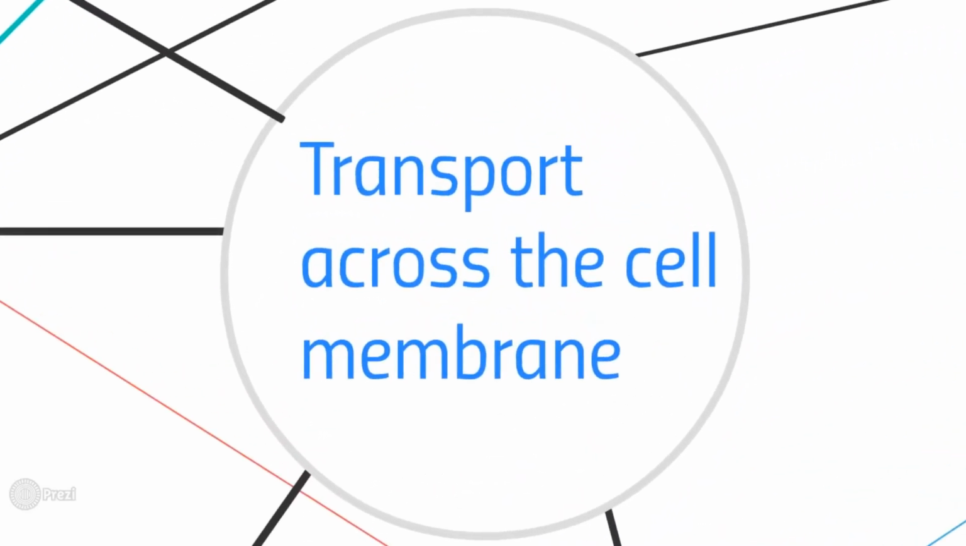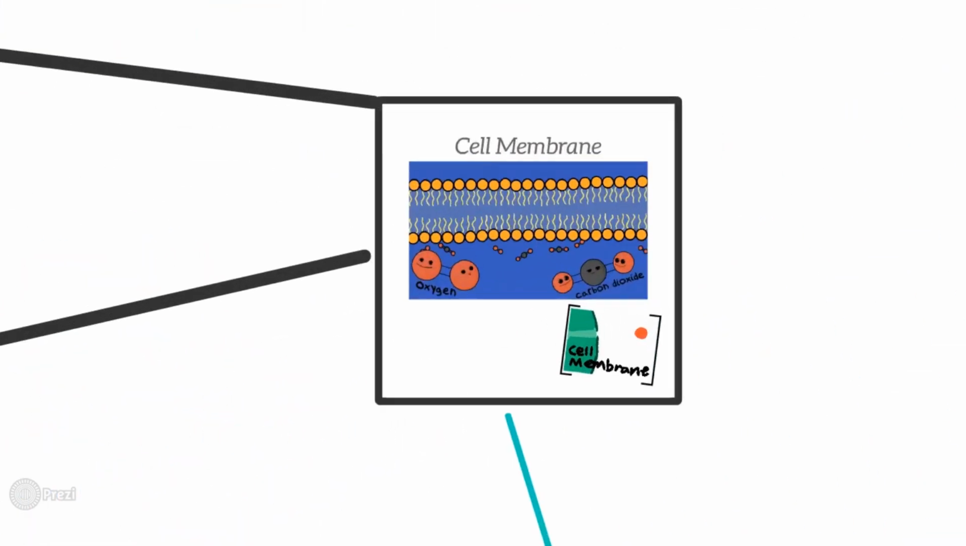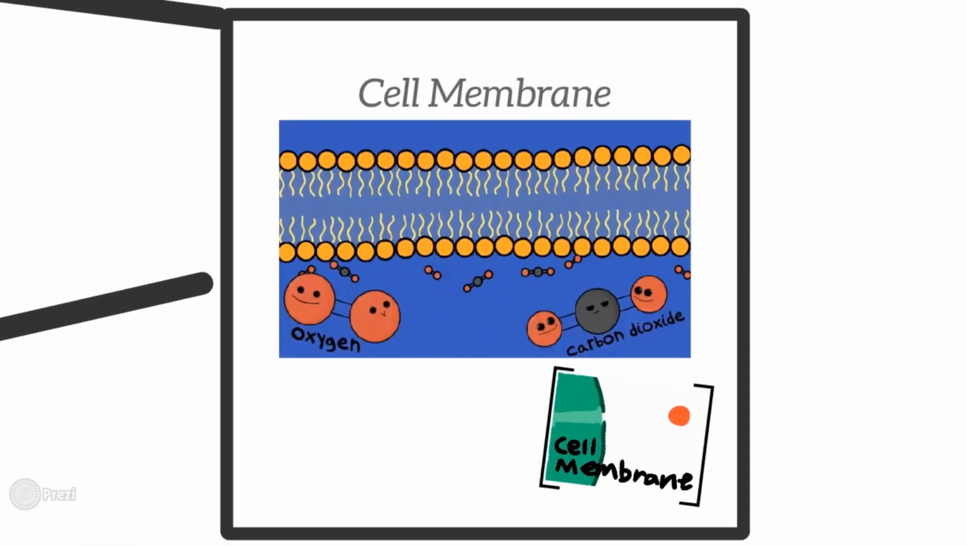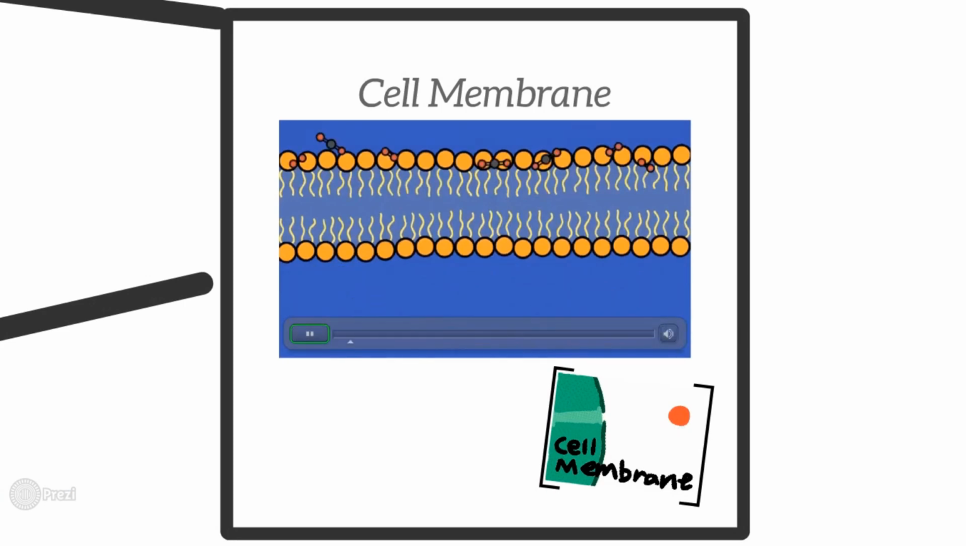Transport across the cell membrane. The cell membrane is one of the great multitaskers of biology. It provides structure for the cell and protects cytosolic content from the environment. It is a great gatekeeper.